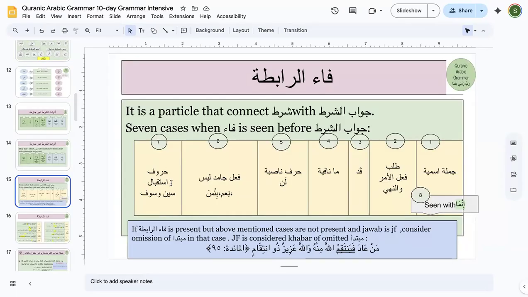When your jawab is beginning with seen or sawfa, which are the huruf that push the meaning of mudare into the future for sure, you will need fa'u rabita. When your jawab is beginning with innama, you will need fa'u rabita. How many of you are with me so far?